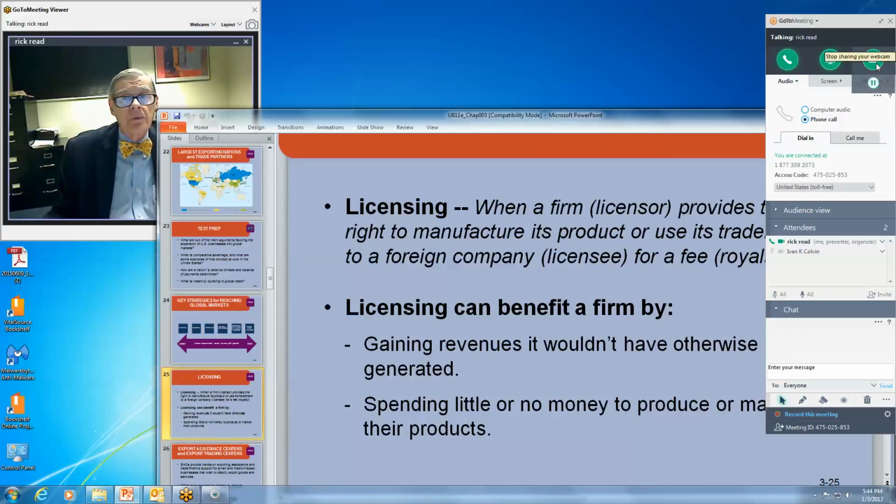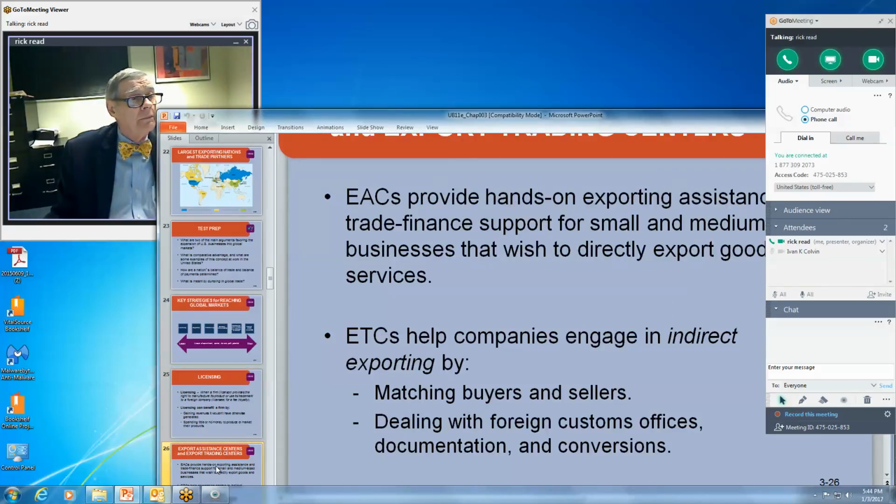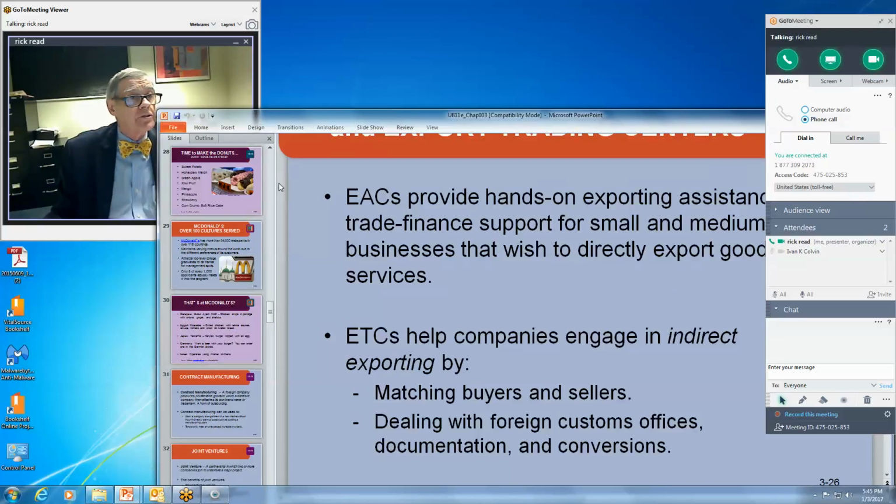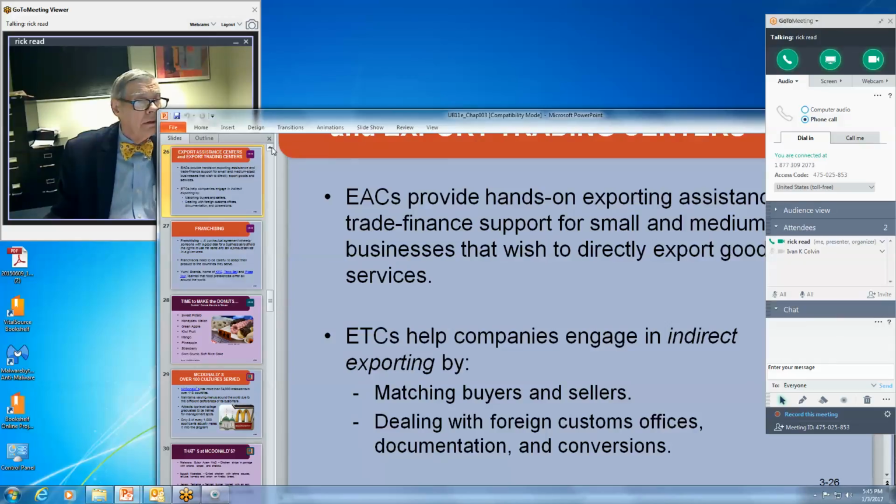Licensing is simply this. A company in the United States is going to give a company in another country the license to manufacture a product or use its trade name and then to pay a fee for that. So what do we gain from this? You get revenues you wouldn't have had otherwise, and you spend little or no money to produce the product. A downside to that, of course, would be that the foreign company would gain expertise and no longer want to do business with the other company. All right.